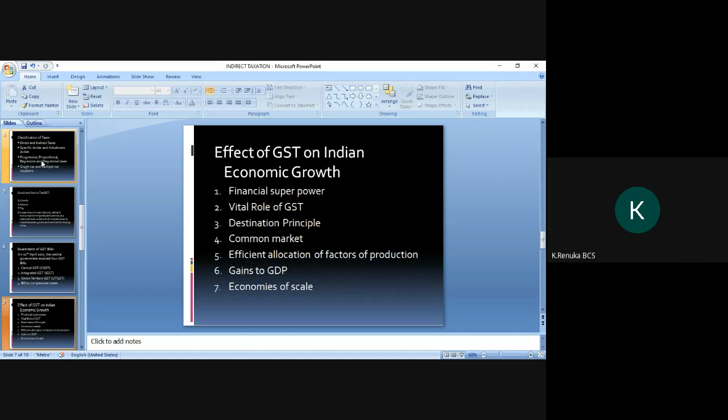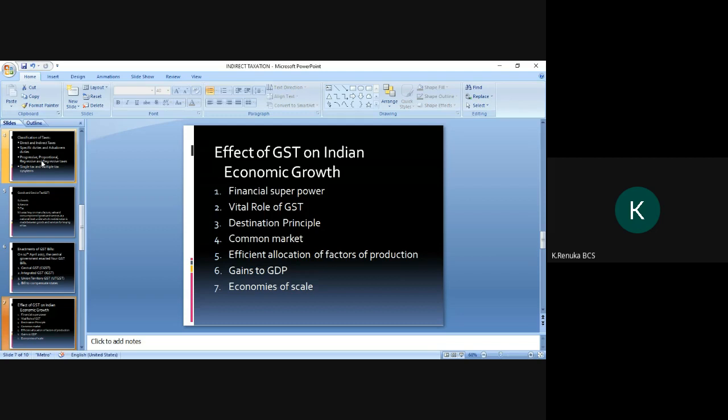So the tax base has shifted from production to consumption, whereby imports will be liable to tax and exports will be relieved of the burden on the goods and services. So international levels, state levels, central levels. So all exports will be zero rated. So based on the thing which has been imported or exported, the rate will be fixed.